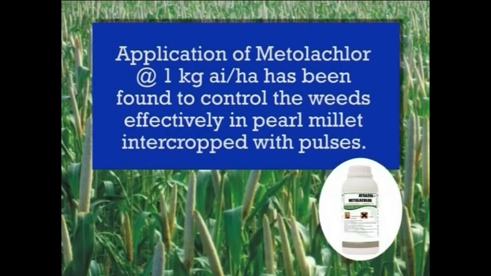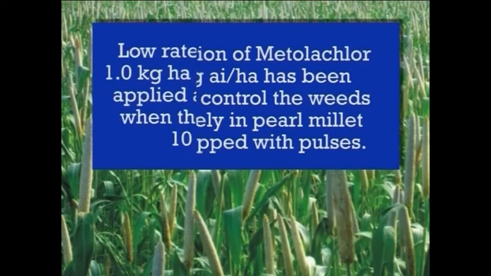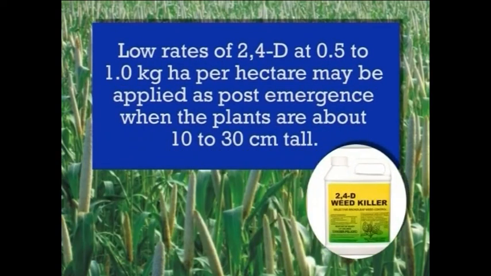Application of metolachlor at the rate of 1 kg active ingredient per hectare has been found to control weeds effectively in pearl millet intercropped with pulses. Low rates of 2,4-D at 0.5 to 1 kg per hectare may be applied as post-emergence when the plants are about 10 to 30 cm tall.